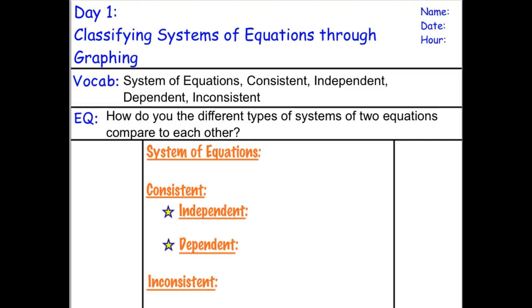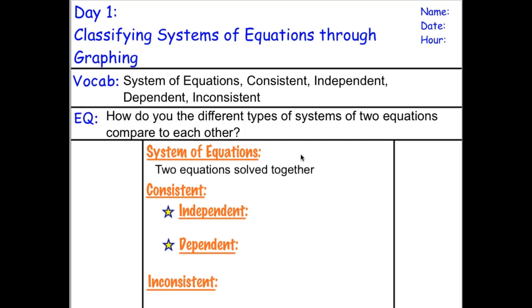We are going to take one step forward with that idea of parallel versus perpendicular and start talking about systems of equations for our 3 days of 2.3. So today we're going to talk about systems of equations: consistent, independent, dependent, and inconsistent. When we talk about systems of equations, it's two equations solved together.